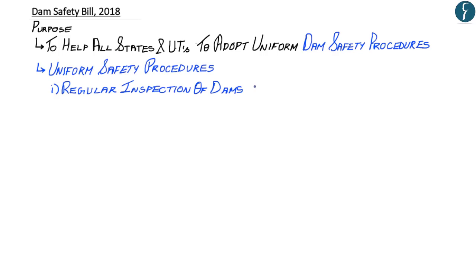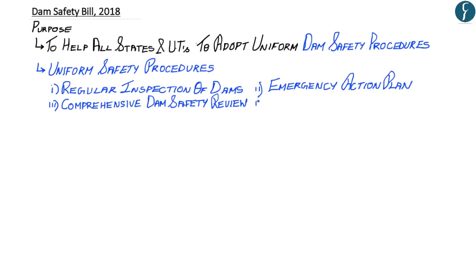The bill intends to help all states and union territories to adopt uniform dam safety procedures. These dam safety procedures are there to ensure the safety of dams and also to safeguard human life, livestock and property. Under these uniform safety procedures, it would include firstly regular inspection of dams. The second safety procedure it would include is emergency action plans. The third safety procedure would be a comprehensive dam safety review.